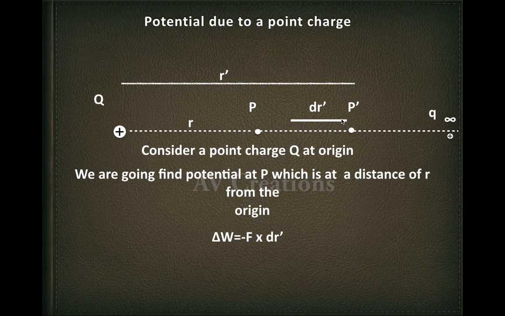So the equation for work done because of the movement of the charge through this small displacement is delta W equal to minus F into dr dash. The negative sign indicates the repulsive force. We are doing the work against this repulsive force. That's the reason for this negative sign.